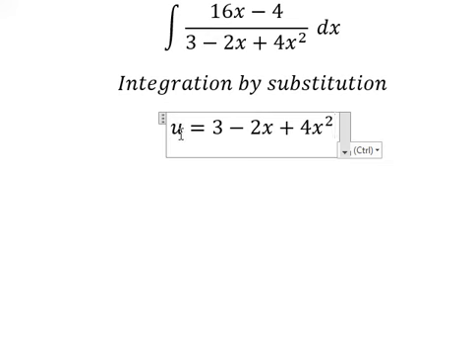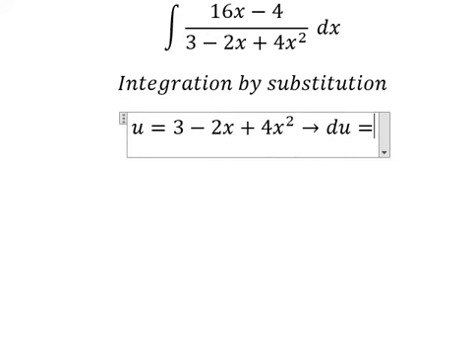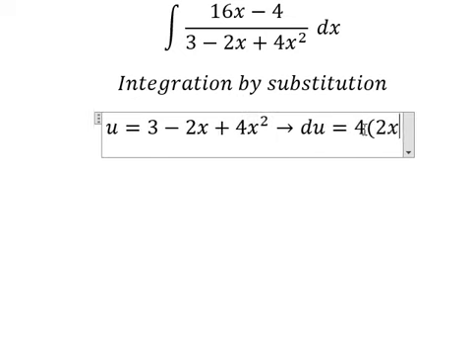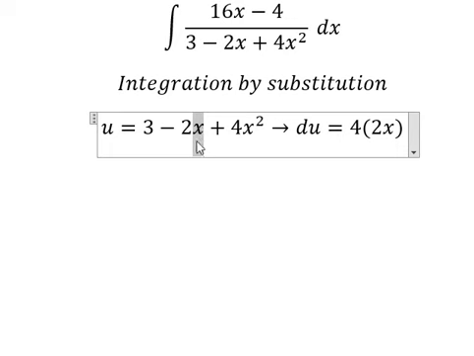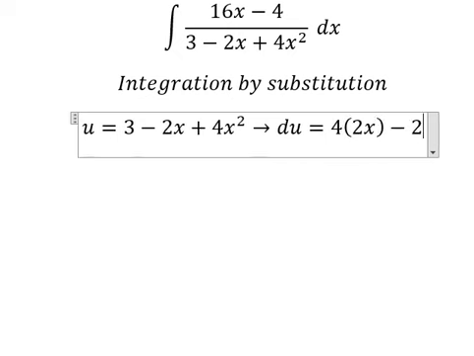Later we do the first derivative for both sides. First derivative of x squared, we have 2x. First derivative of x, you get 1, so we have negative 2. This one is the constant, so you get 0. So this one we have du.